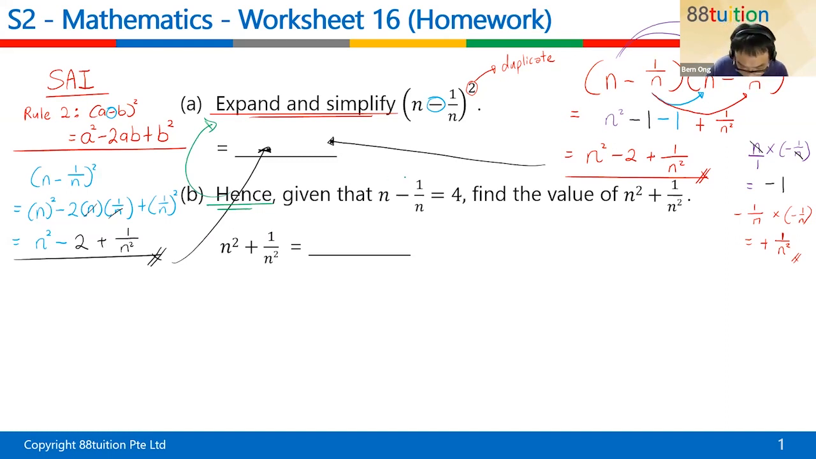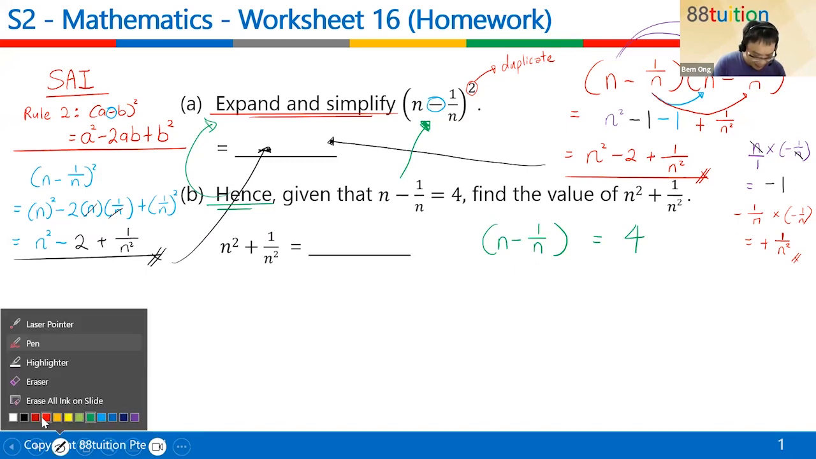Do you see that this portion is very familiar? N minus 1 over n, isn't it like down here? So it's just that it's short of the bracket. So n minus 1 over n, the question says, is equal to 4. But what happens in part A? In part A, there's a square.